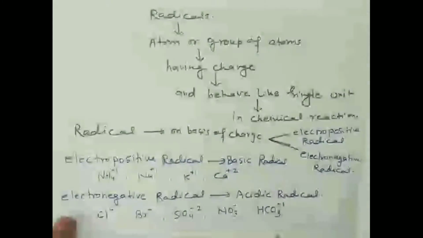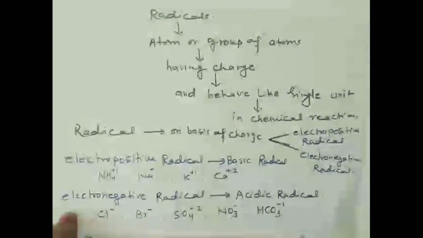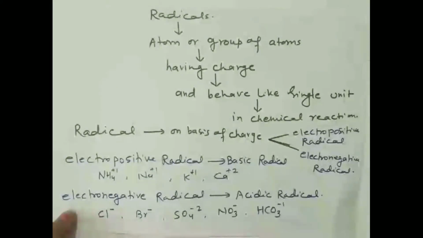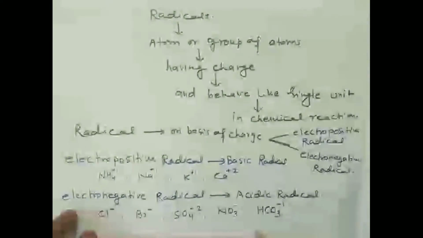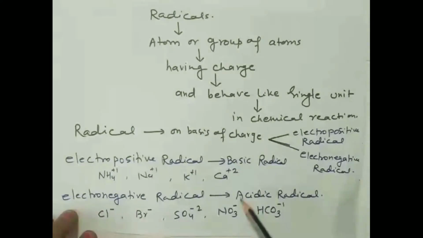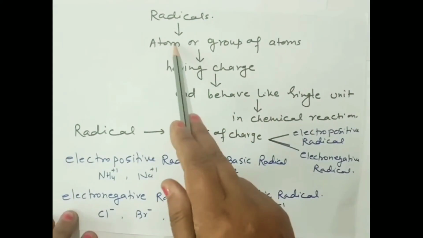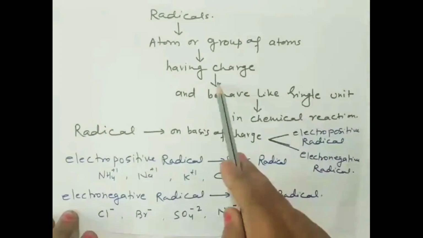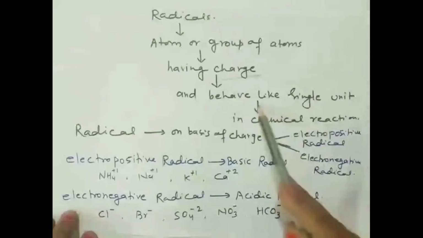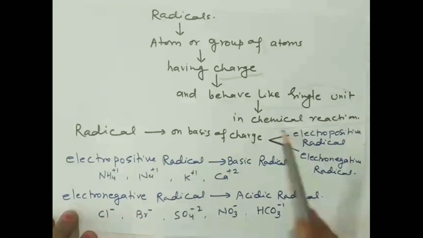Radicals are atoms or groups of atoms which have a charge, positive or negative. Radicals are atoms or groups of atoms which have charge and they behave like a single unit in a chemical reaction.